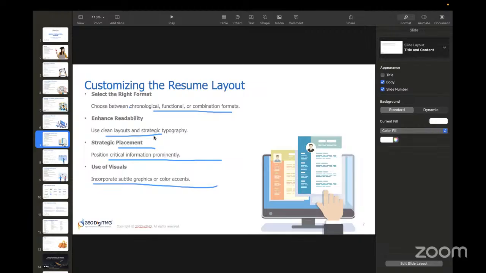Okay. Then position critical information prominently. Whatever things or skills are required, mention them in the resume and keep those on a priority basis or at the top level. Use visuals: incorporate subtle graphics, colors and accents.